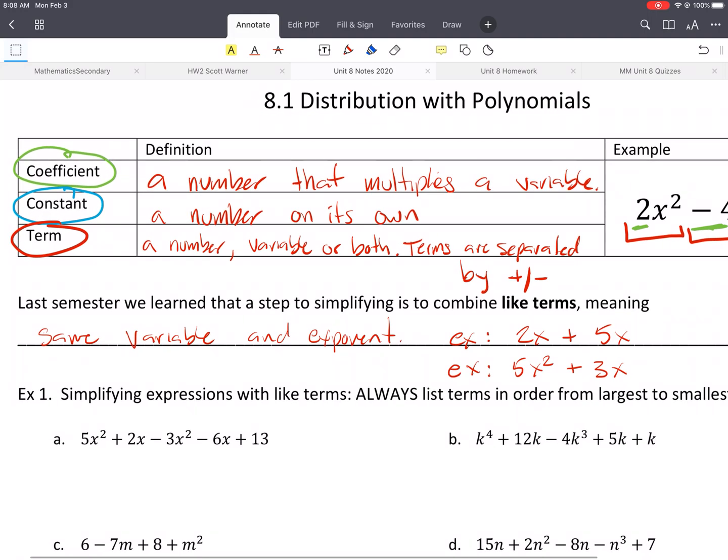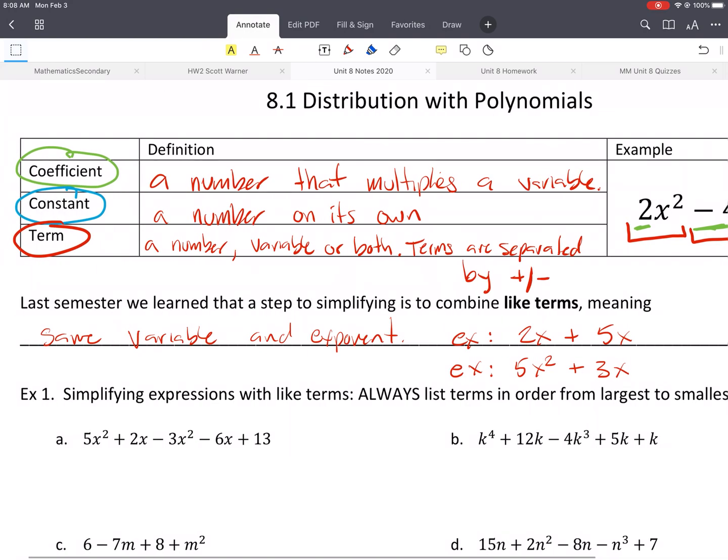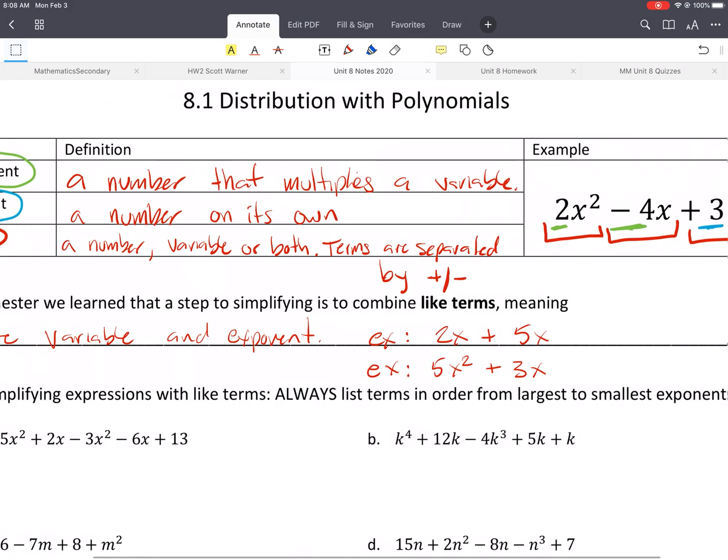All right, we talked about coefficients in our last class when we did exponent rules. So a coefficient is a number that multiplies a variable. It's always written in front of the variable. So I labeled the ones that are green. Those are the coefficients, 2 and -4. If there's a negative, that will be part of the coefficient. A constant is a number by itself. There's no variable associated with it. So 3 would be the constant.